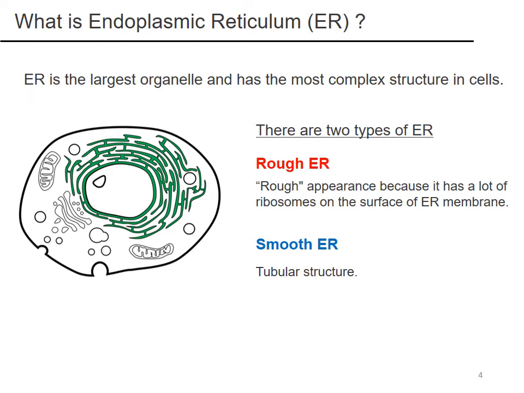What is endoplasmic reticulum, or ER? ER is the largest organelle and has the most complex structure in cells. There are two types of ER. One is rough ER and the other is smooth ER. The rough ER has a rough appearance because it has lots of ribosomes on the surface of the ER membrane. On the other hand, smooth ER does not have ribosomes and has more tubular structure.